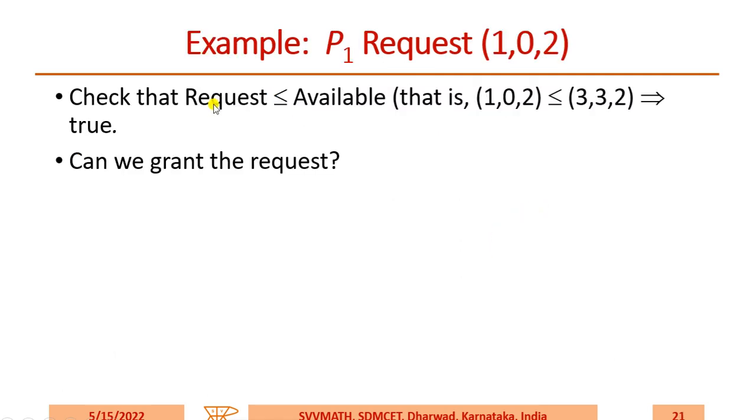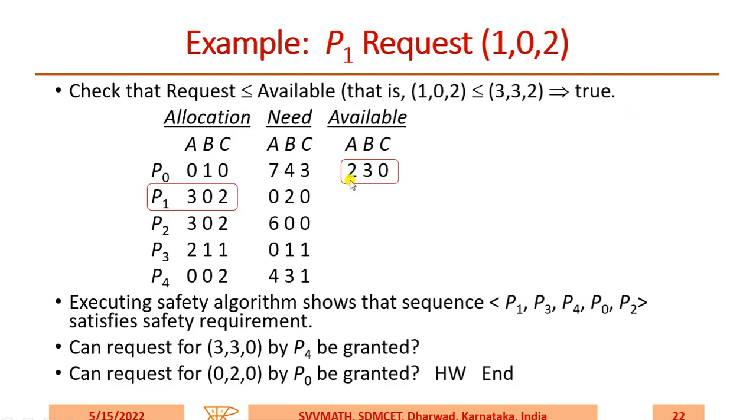So check that the request is less than or equal to available. 1, 0, 2 is the request, 3, 3, 2 are available. Can we grant the request? So what do I have to do?